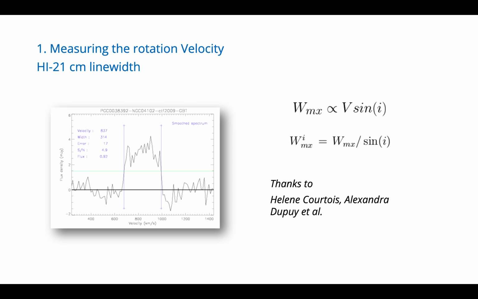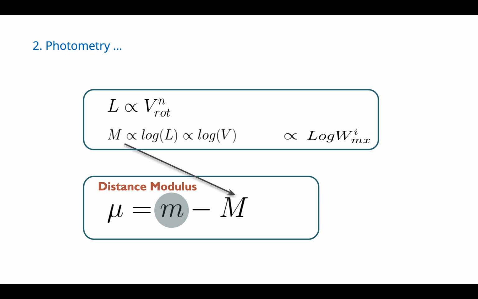to do that process, we need many pieces of information. One of them is basically the H1 line widths, and here I'm going to thank Ellen Corto, Alexander Dupoy, and the other people who worked on H1 observations of the local spiral galaxies. And also we need to have photometry data. Basically, we need to know the apparent magnitude of these galaxies, and for that, we are using multiple ground-based or space-based telescopes.